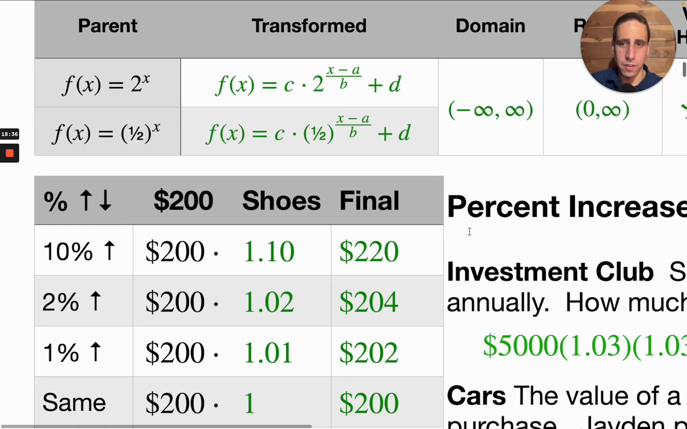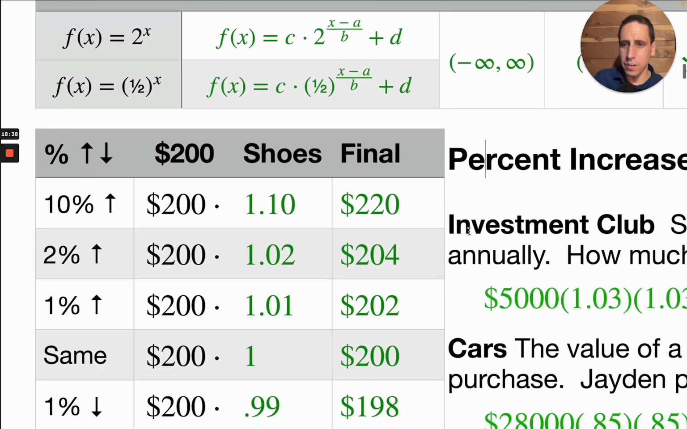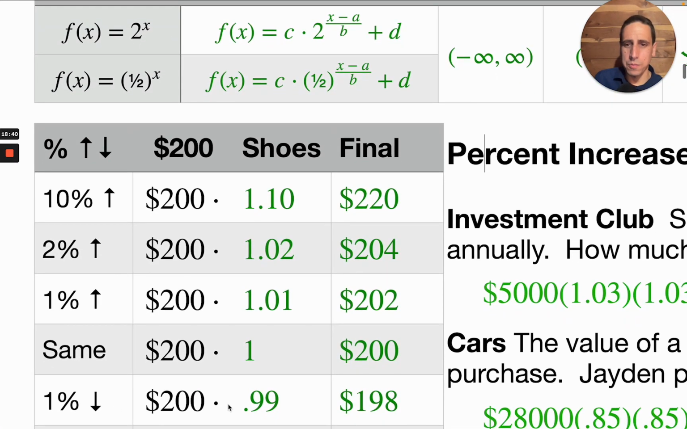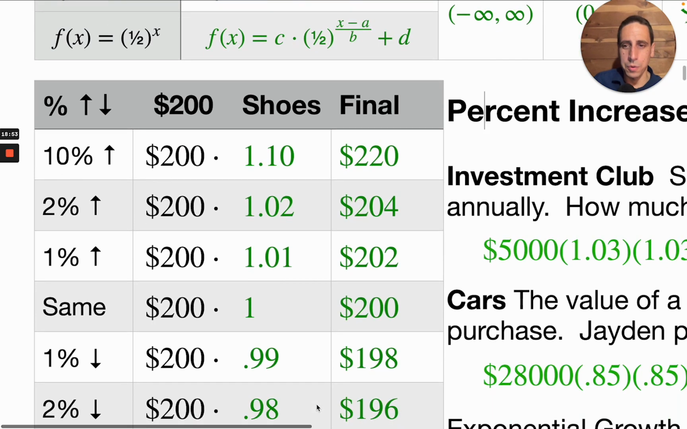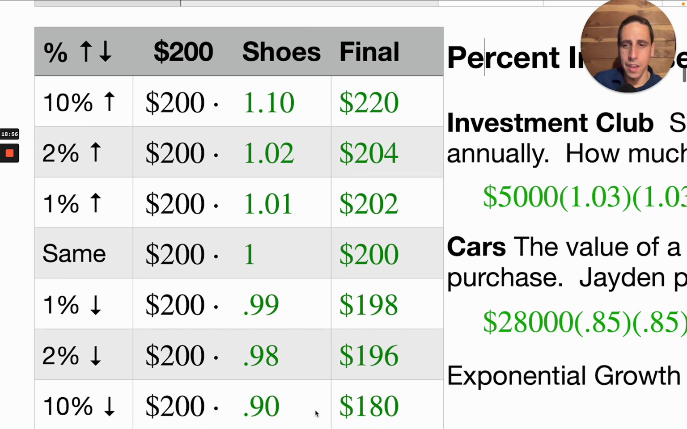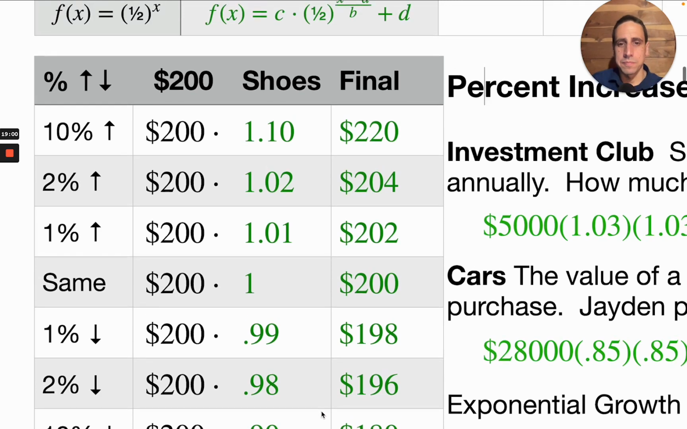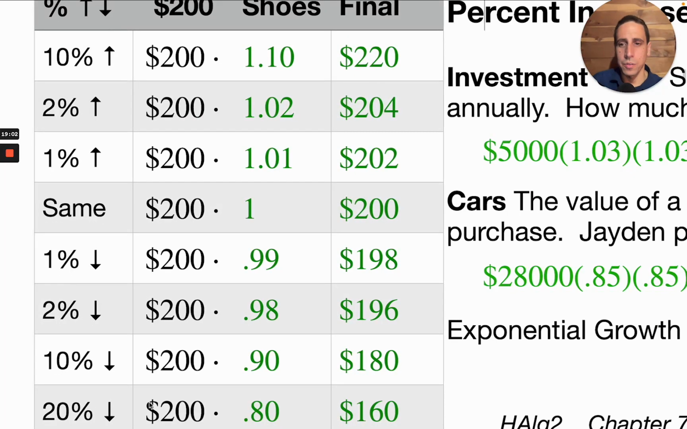Sorry about that. Okay, and if you wanted to do a percent decrease, you could do the same thing as well. You just multiply it by something 1% less than 1. That's 0.99. And when you multiply that, you get $198. So you can see this is a 1% decrease. 2% decrease would be 0.98, and then 10% decrease would be just multiplied by 0.90. You get 180. A 20% decrease would be $200 times 0.80 to give you $160.